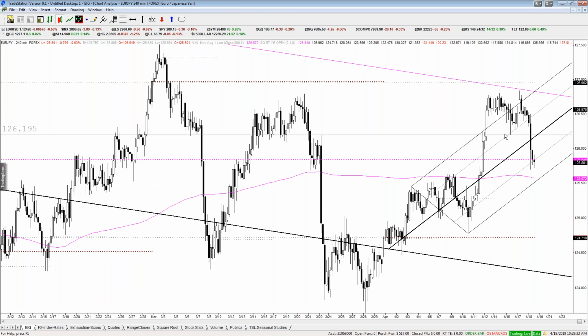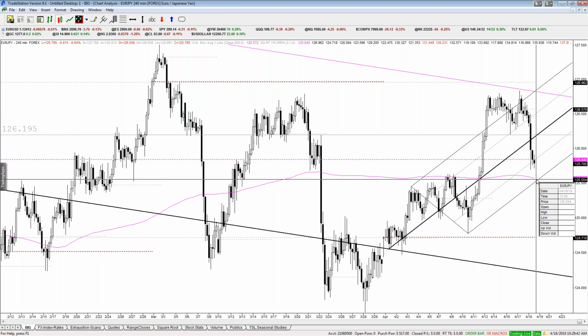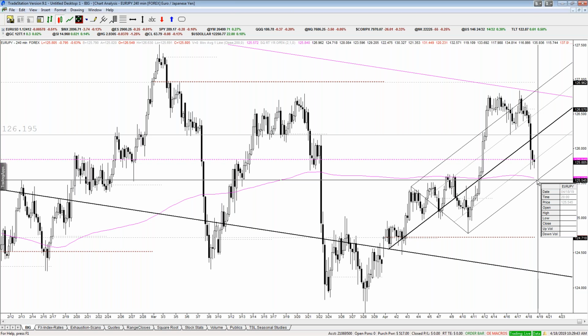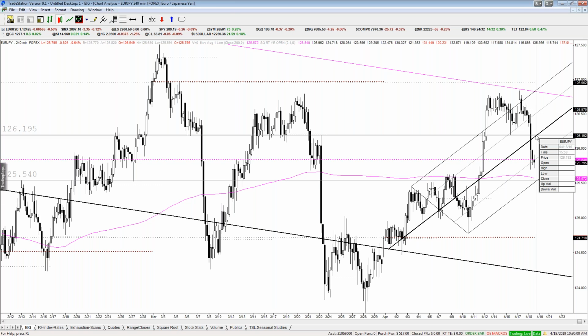Look at that, 126.20 here, here, here, here, here. 126.20 is certainly a spot to pay attention to. You are going to have a level to contend with in terms of support right here at about 125.55 or so. Okay, that's going to be a spot, but that 126.20 is a really good area. That's a really nice spot to look for a short, in my opinion, okay?